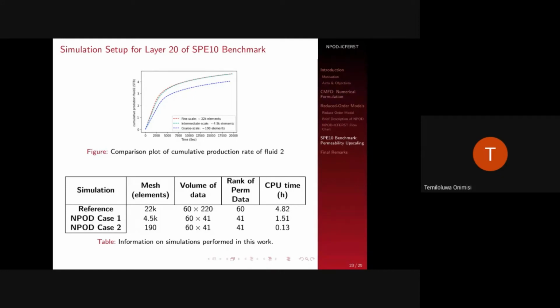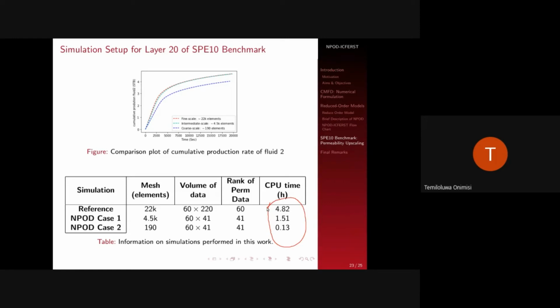We can see they're actually quite similar. It corresponds, just to show that our method has quite some potential. However, for the extremely coarse case where just 190 elements were used, the result is not so fine. It's a little smeared. It's different. This table here just gives a summary of all what has gone on.